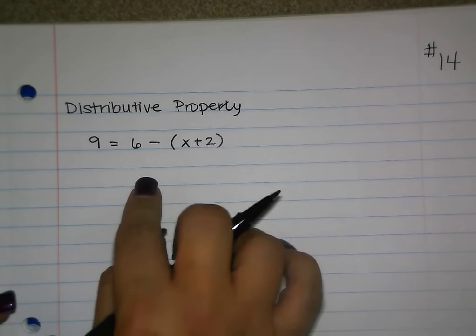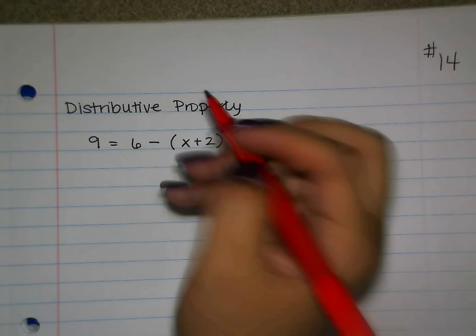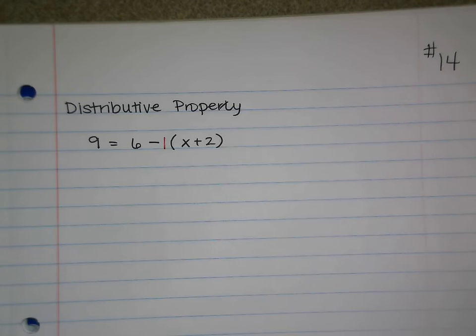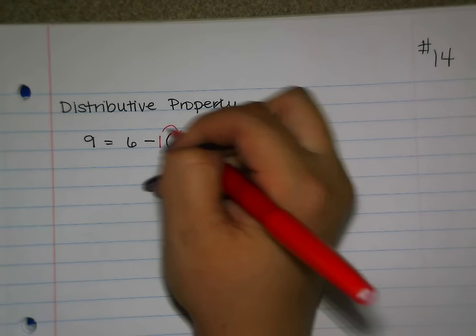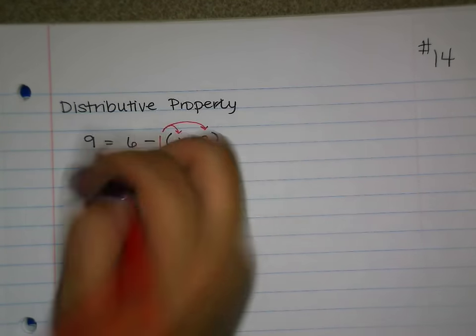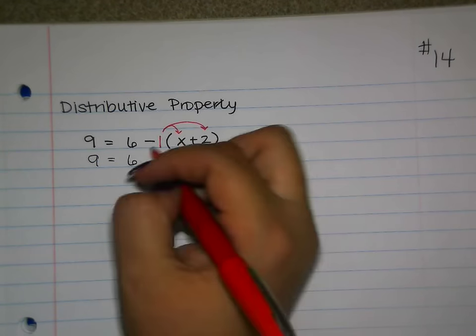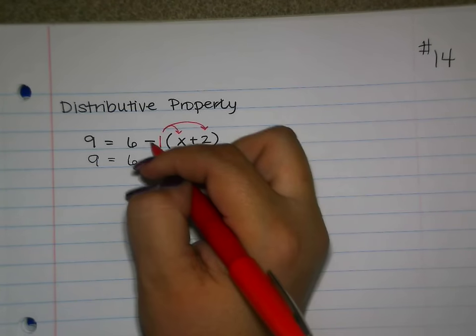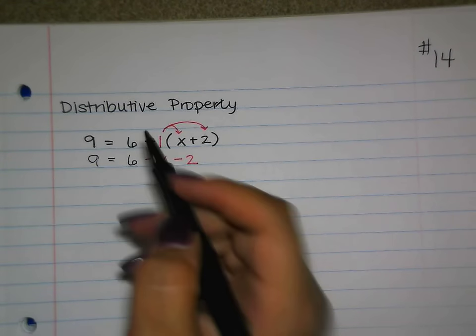And you're going to come up with this minus, a big parentheses, a lot. Remember how we've talked about we have numbers that we just don't see, but they're there. In this case, this is like a negative 1 times x plus 2. So we're going to need to distribute that negative sign, or that negative 1, to both of the things that are inside the parentheses. So that's going to be 9 is equal to 6, and this is negative 1 times x, so minus x, and negative 1 times 2, which is negative 2. Okay, then we can combine like terms.